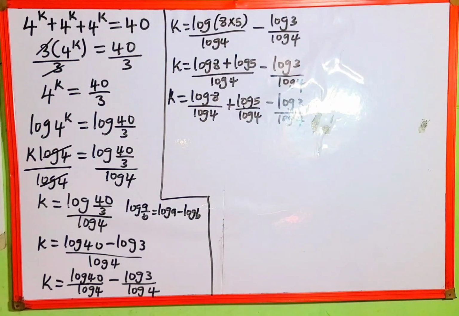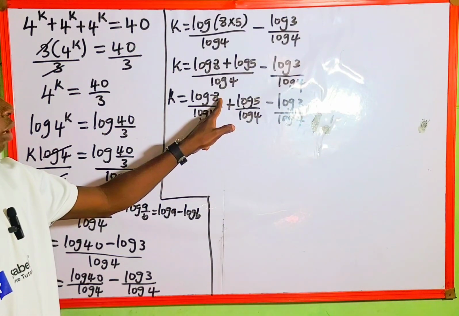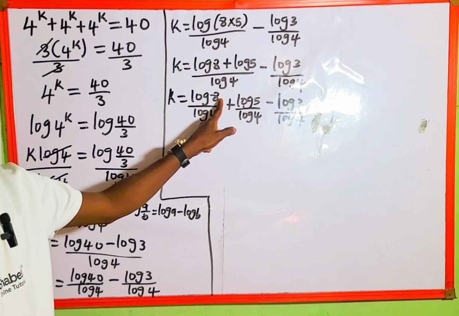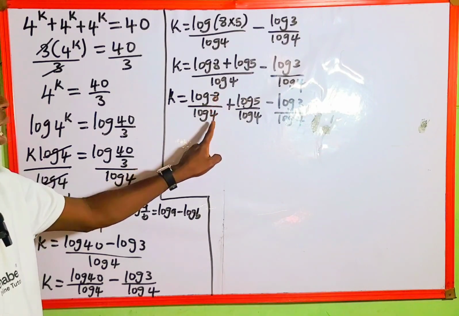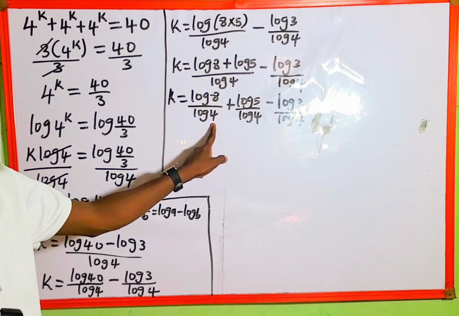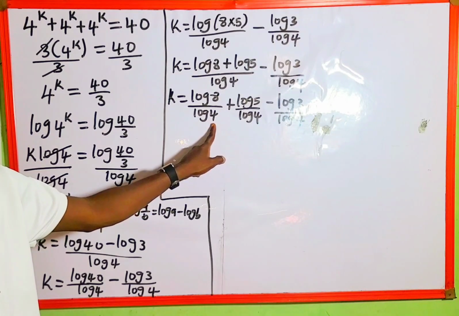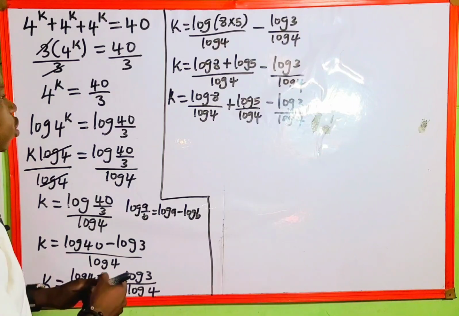Now, we need to simplify further. This 8 can also be written as 2 raised to the power of 3, because when you multiply 2 by 2 in 3 places, it's going to give us 8. And 4 can also be written as what? 2 raised to the power of 2. It will give us 4 also. So we're going to break them.